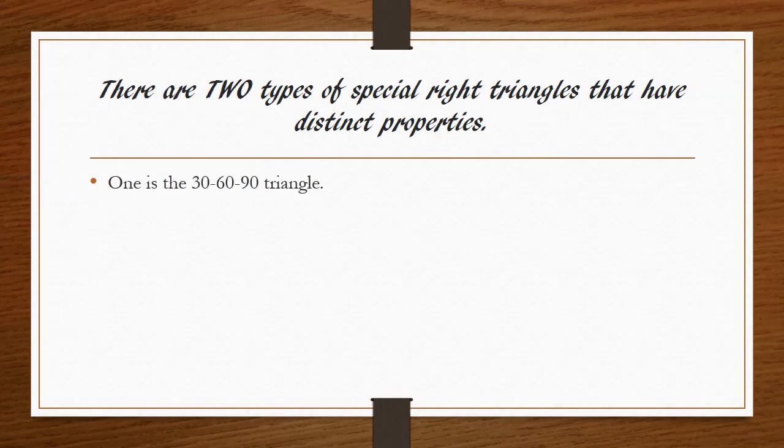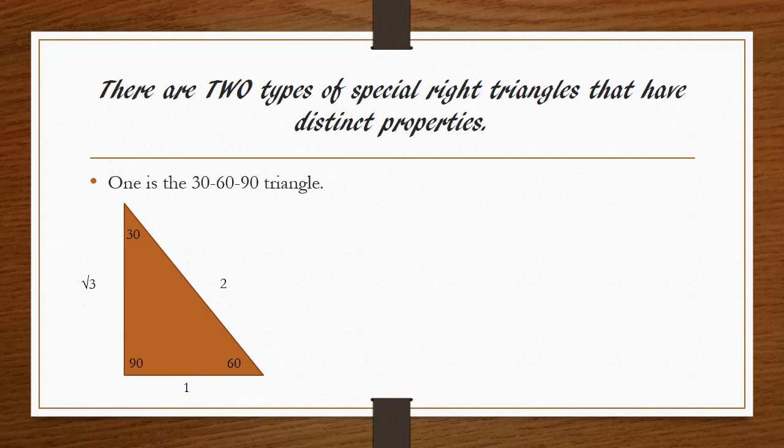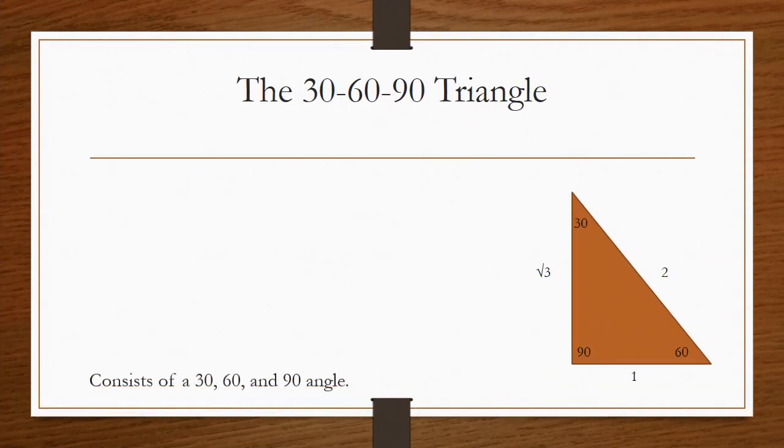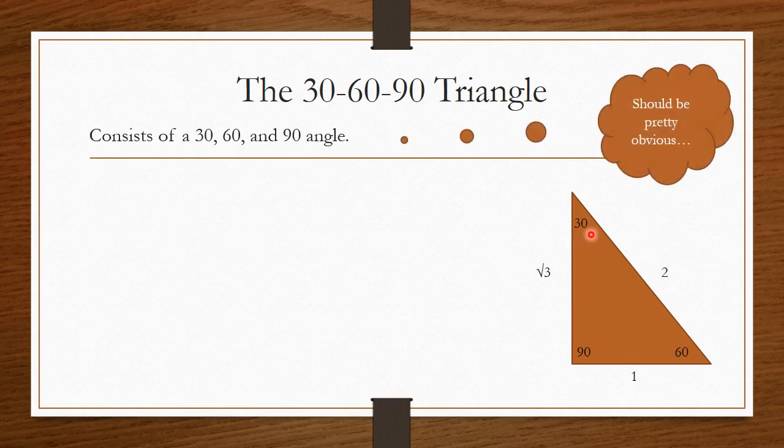The 2 right triangles are the 30, 60, 90 triangle, which looks something like this, and the 45, 45, 90 triangle, which is something like this. The 30, 60, 90 triangle consists of a 30, 60, 90 angle, like this.